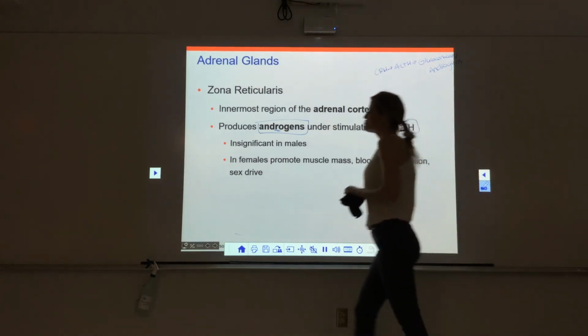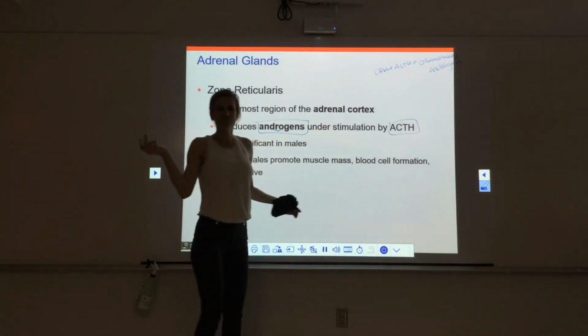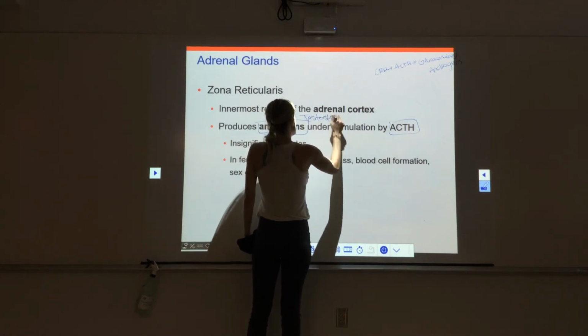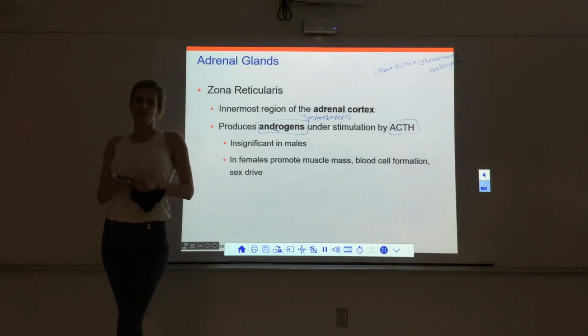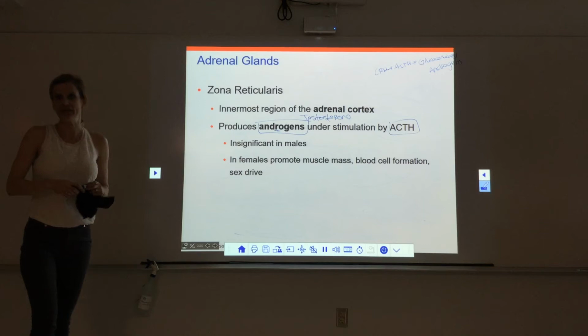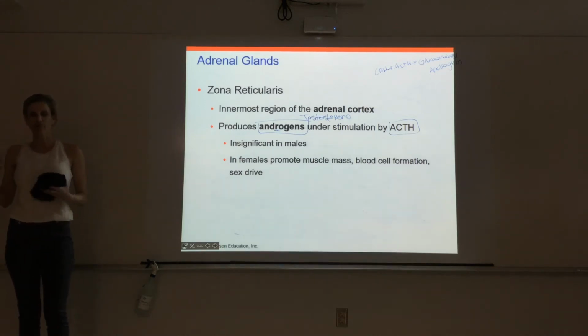So give me an example of an androgen. The most common androgen that everybody will know, testosterone. So testosterone does not only come from the testes, okay, which is why females also have some testosterone. Females don't have nearly as much as males do, but females have testosterone, and testosterone plays a very important role in the female body as well.